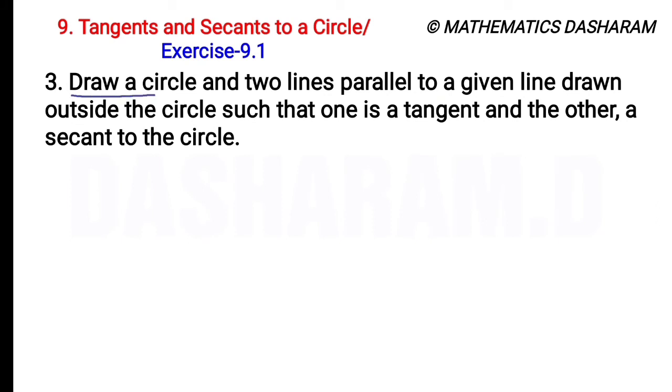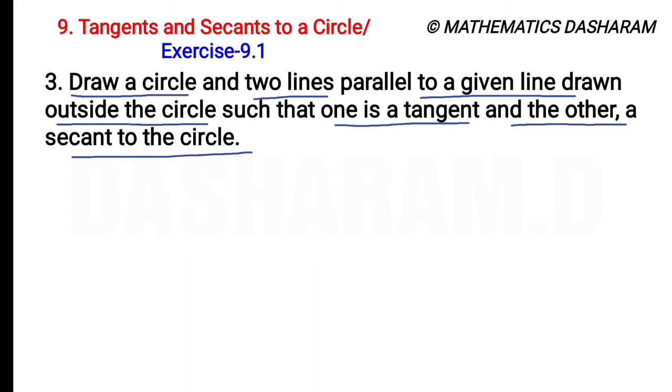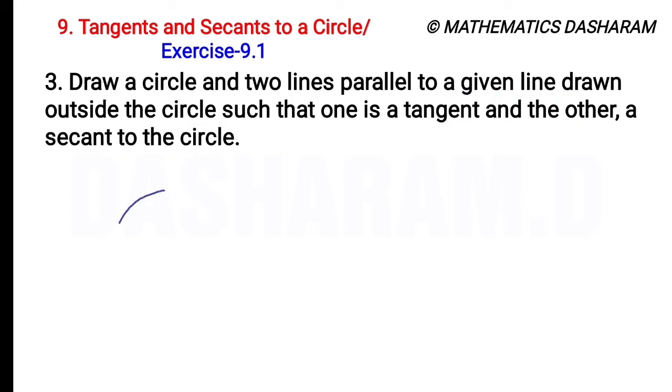Third problem: draw a circle and two lines parallel to a given line drawn outside the circle such that one is tangent and the other is secant to the circle. So here is a circle with the center O. Two lines parallel to a given line.